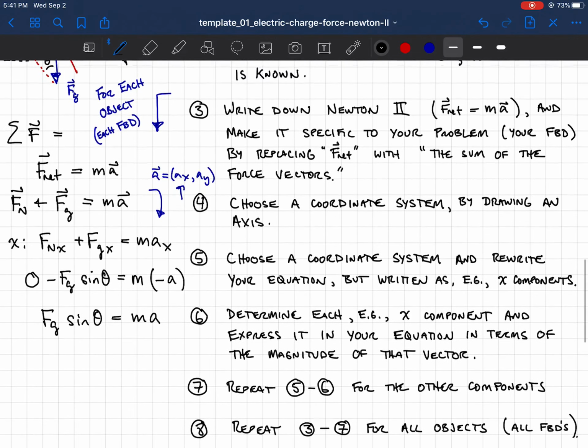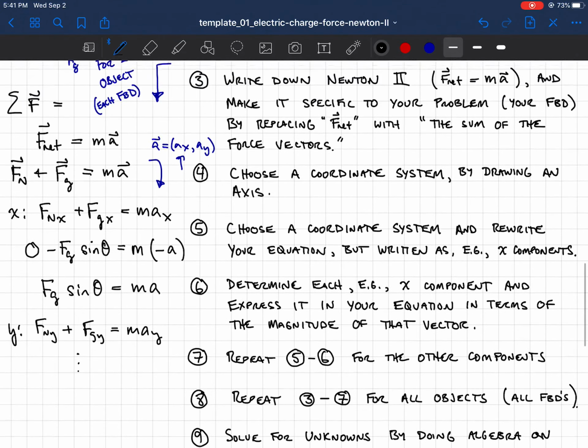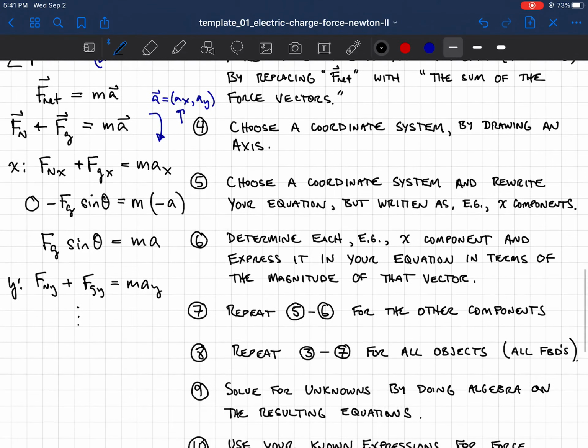So that's how you find the components, and then you repeat this for the other equations. So now I could write out the y equation, Fny plus Fgy is equal to may, and then do the same thing for that to find its components. And then finally, if you have other objects, you would do exactly the same thing. Draw a free body diagram, write out Newton's second law, look at its component equations, and you'll end up with a number of boxed equations at the end that relate all of the magnitudes.